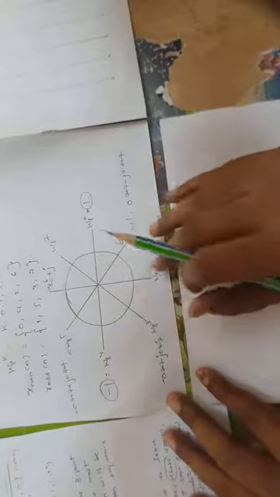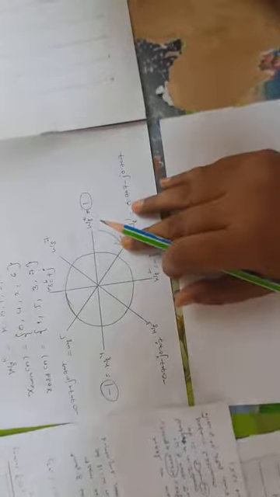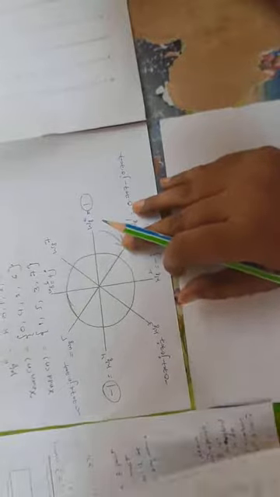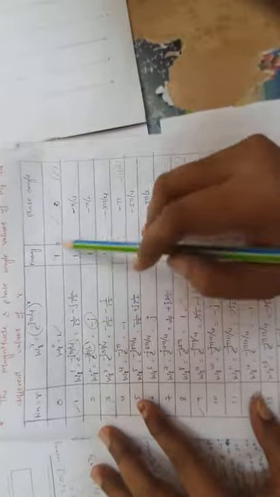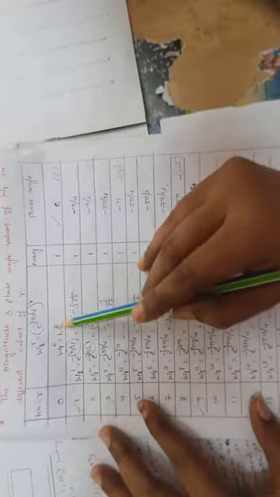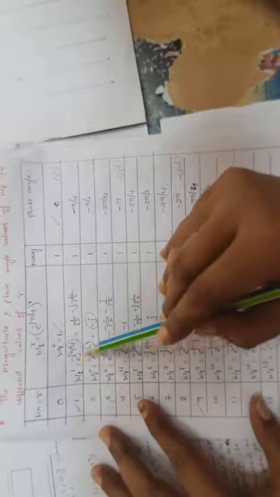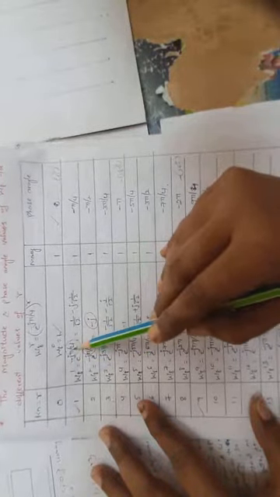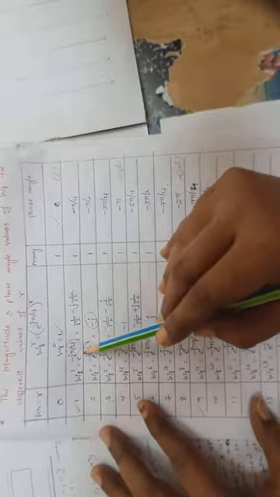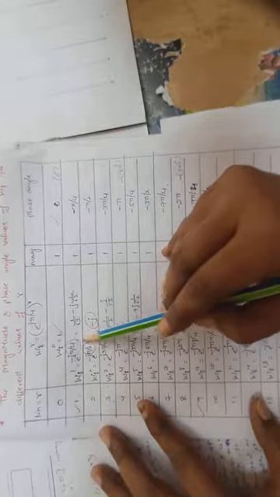How do we calculate these values? I already calculated these values in the last class. Omega 8 power 0 has the value 1, and omega 8 power 1 is e power minus j pi by 4. Now we separate e power into cos theta minus j into sin theta.